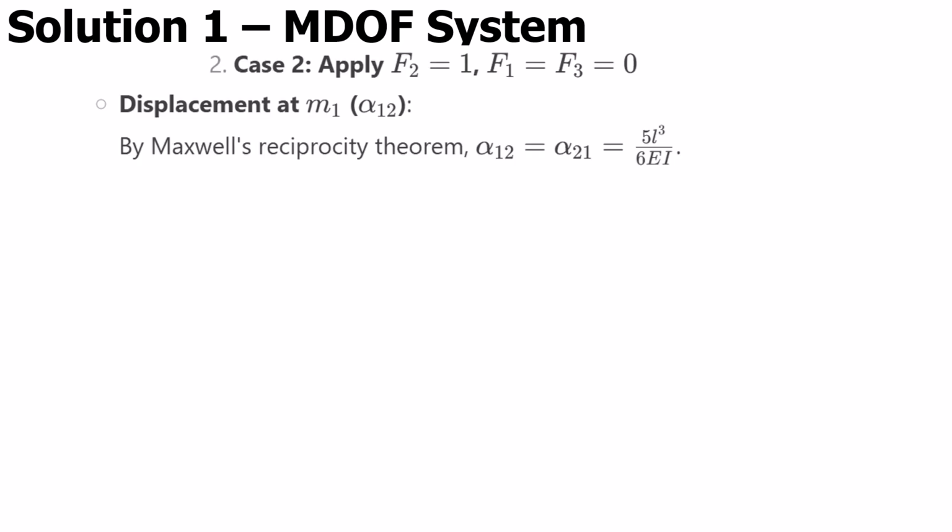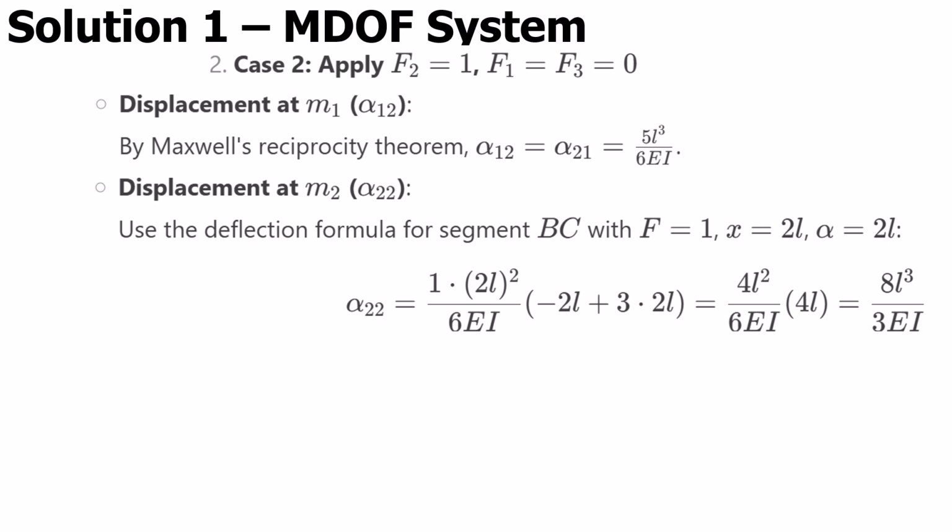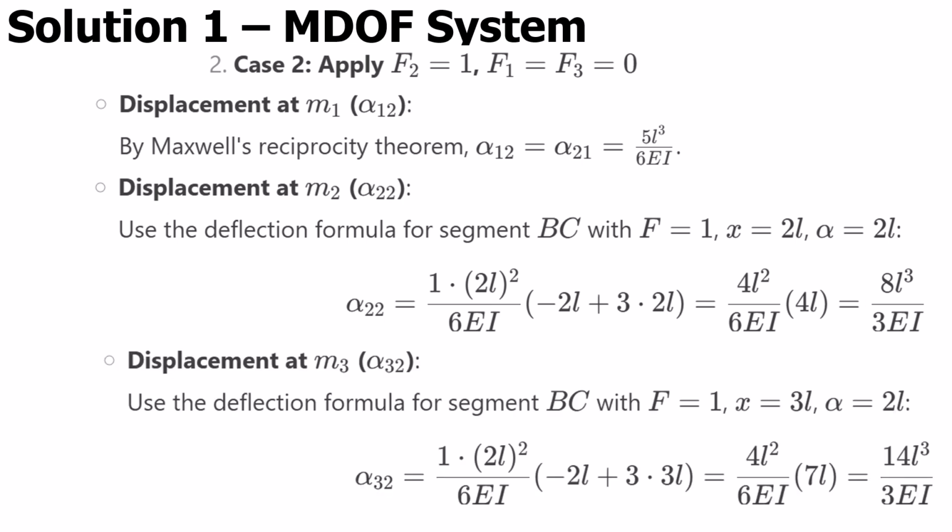Now let's push at M2 instead. Thanks to Maxwell's reciprocity theorem, we already know M1's deflection matches M2's from case 1 because the physics is beautifully symmetric. So at M2 itself, we use the deflection formula for segment BC with F equals 1, x equals 2L, and a equals 2L also, and we get a stiffer alpha 22 equals 8L cubed over 3EI. Now at M3, we have a whopping 14L cubed over 3EI, showing deflections amplify toward the tip.